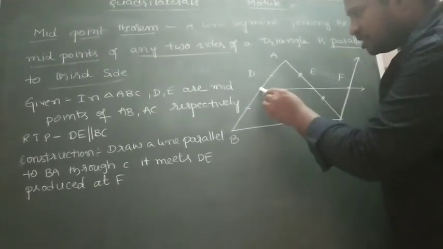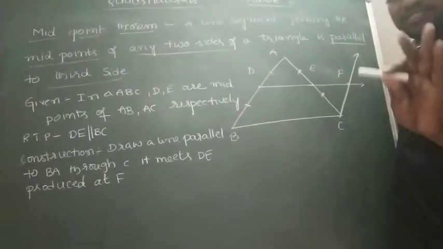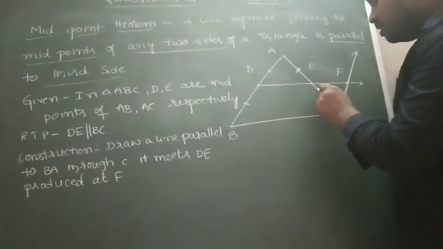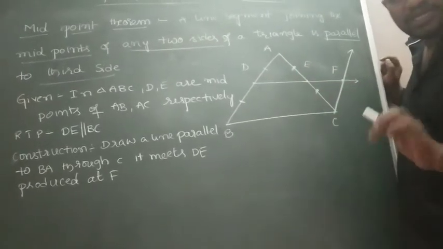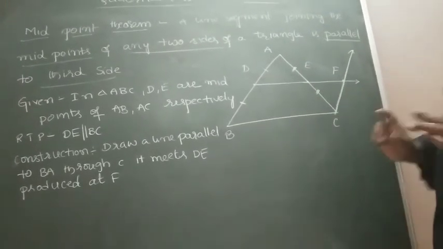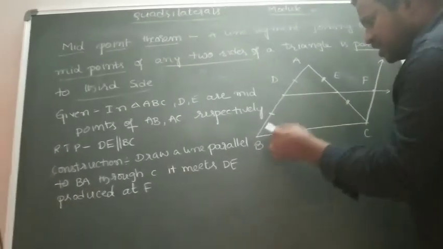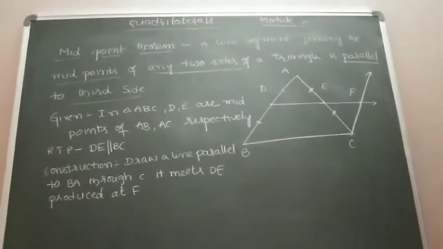First is given D is the midpoint of AB. That means these two parts are equal. Yes. Next one, E is the midpoint of AC. That means AE and EC both are equal. Okay, that is given. What is our RTP? You have to prove DE is parallel to BC.